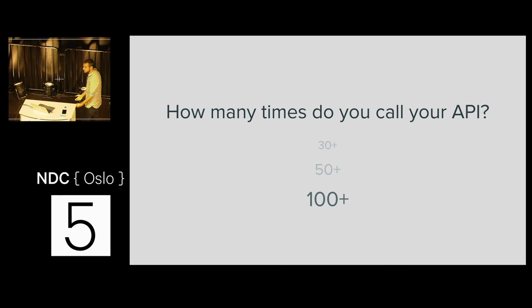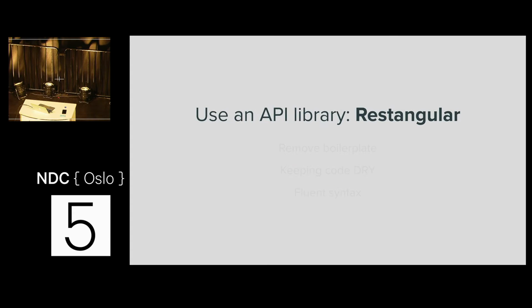And sometimes it's also 100 plus. So if you're doing something that frequent to your code, why not take a step back and think how we can make it more fluent, how we can avoid boilerplate code. So in this example, I'll be using Restangular, which is an API library. And I will use Restangular to remove all the boilerplate code so we can keep our code DRY, as in don't repeat yourself. And at the end, we will notice that we will have a fluent syntax.